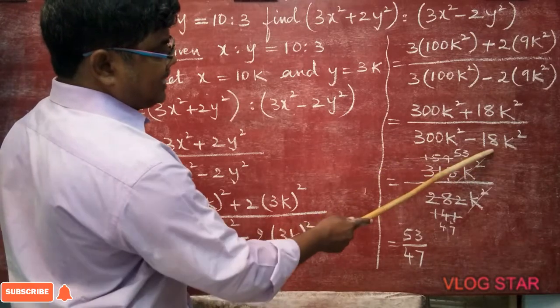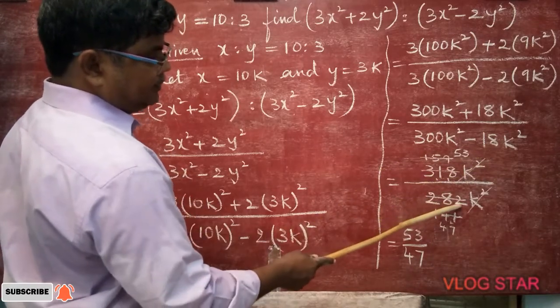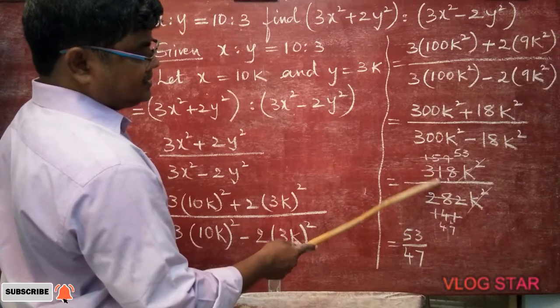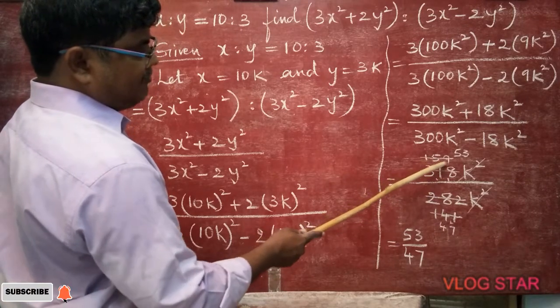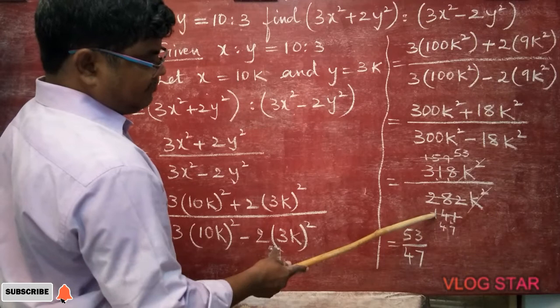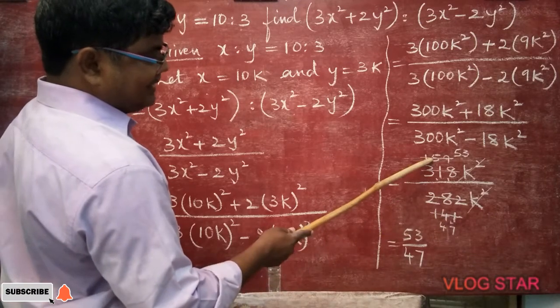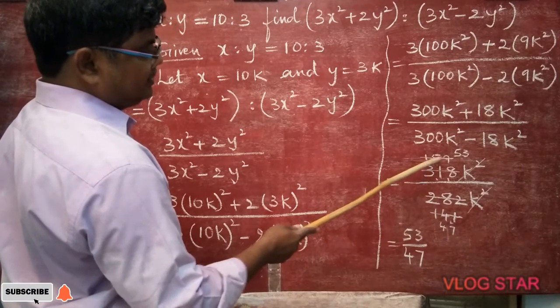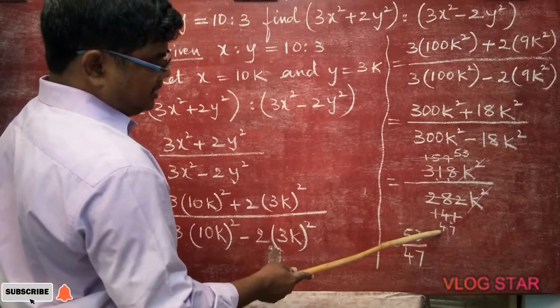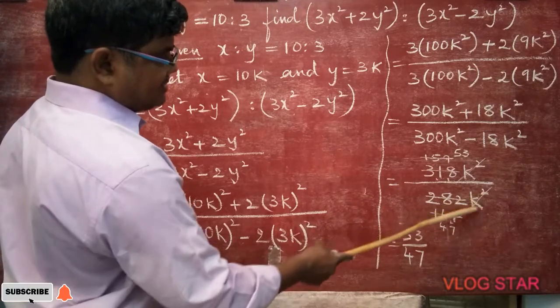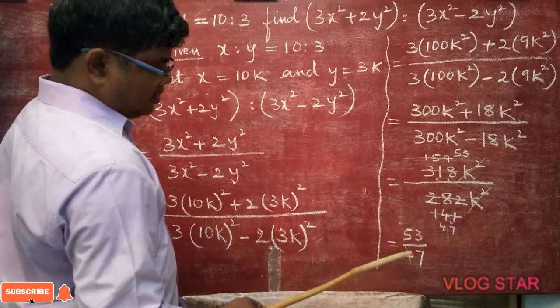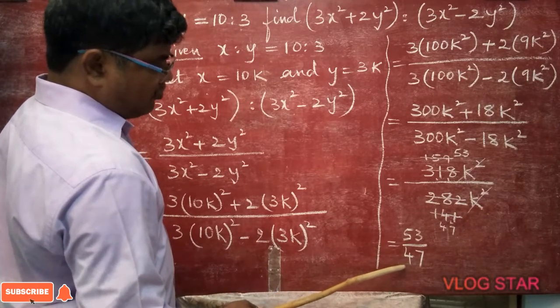From 300 subtract 18, 282. Now 2 table cancels. Take 2 table common. 159 times it goes. Here 141. Again take 3 table. 3 goes 53 times, 3 goes 47 times. K square gets cancelled. So 53 by 47.